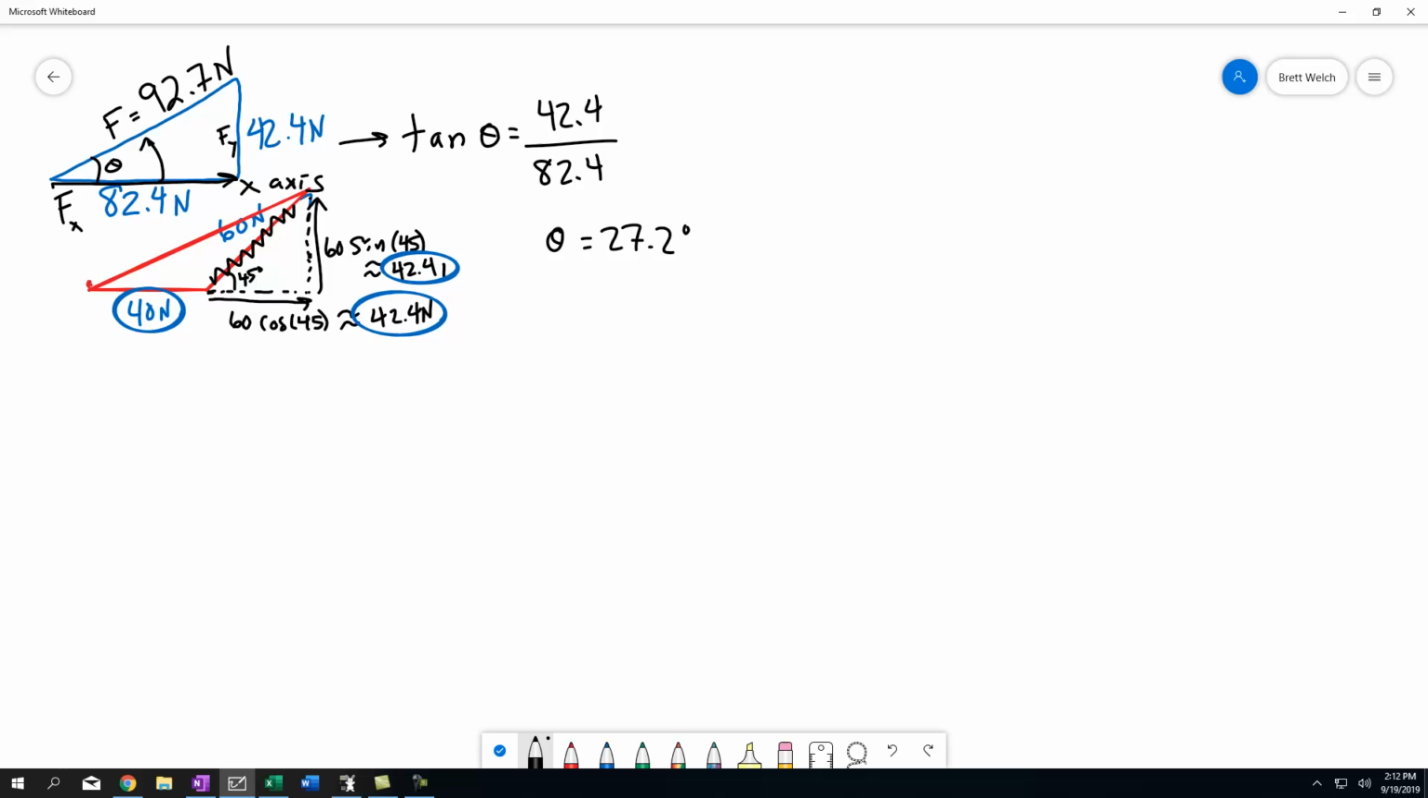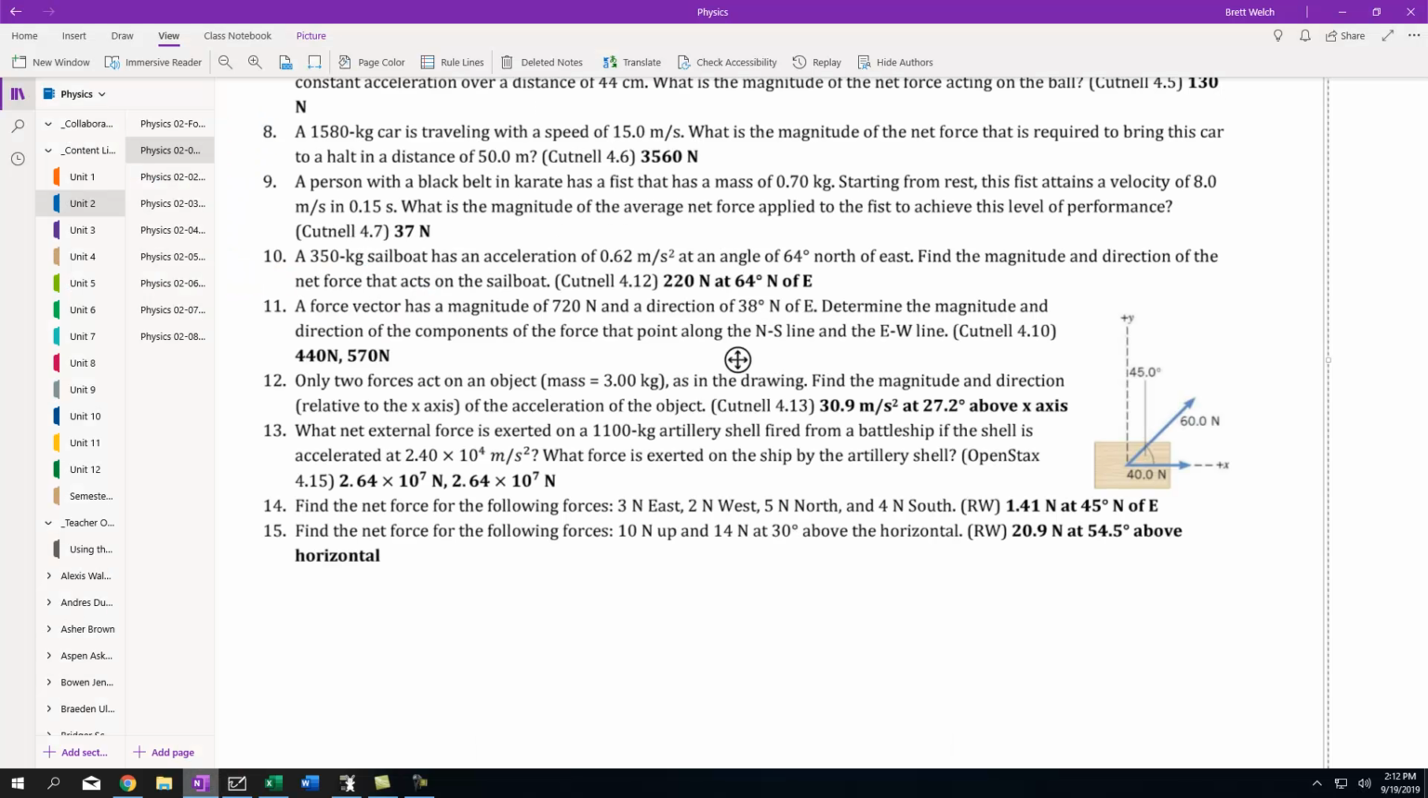The issue that we're going to have, though, is the 92.7 newtons that we got as our answer, it doesn't match the 30.9 meters per second squared. We can see the 27.2 right there, kind of blinking at it, but we can't find the 30.9 until we remember we're being asked for the acceleration of the object. We were given the forces.